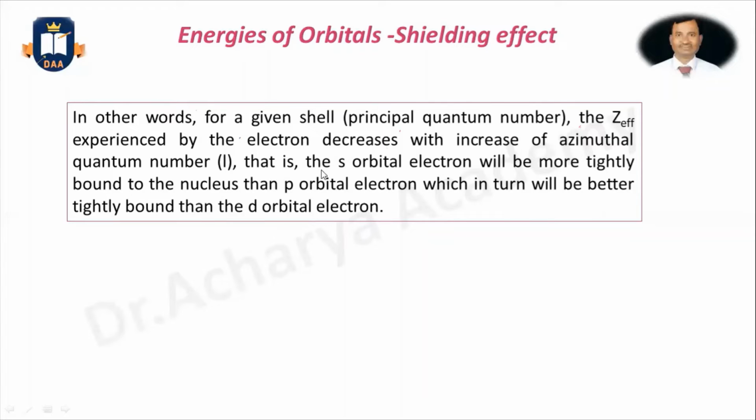That means for s orbital electrons, we know l is equal to 0, the least, and in this case the electron will be more tightly bound to the nucleus. That means the effective nuclear charge is more for the electrons in s orbitals, and then it will decrease for the electrons in p orbitals, and will decrease further for the electrons in d orbitals.